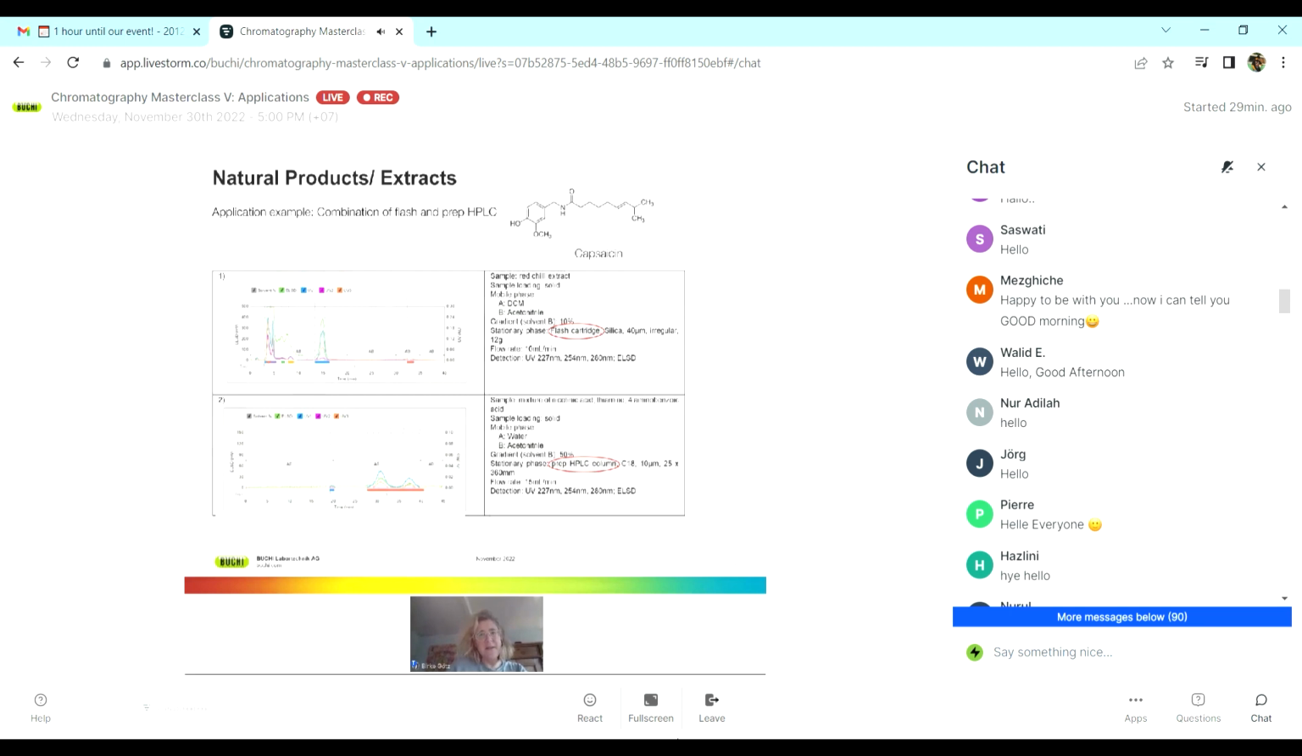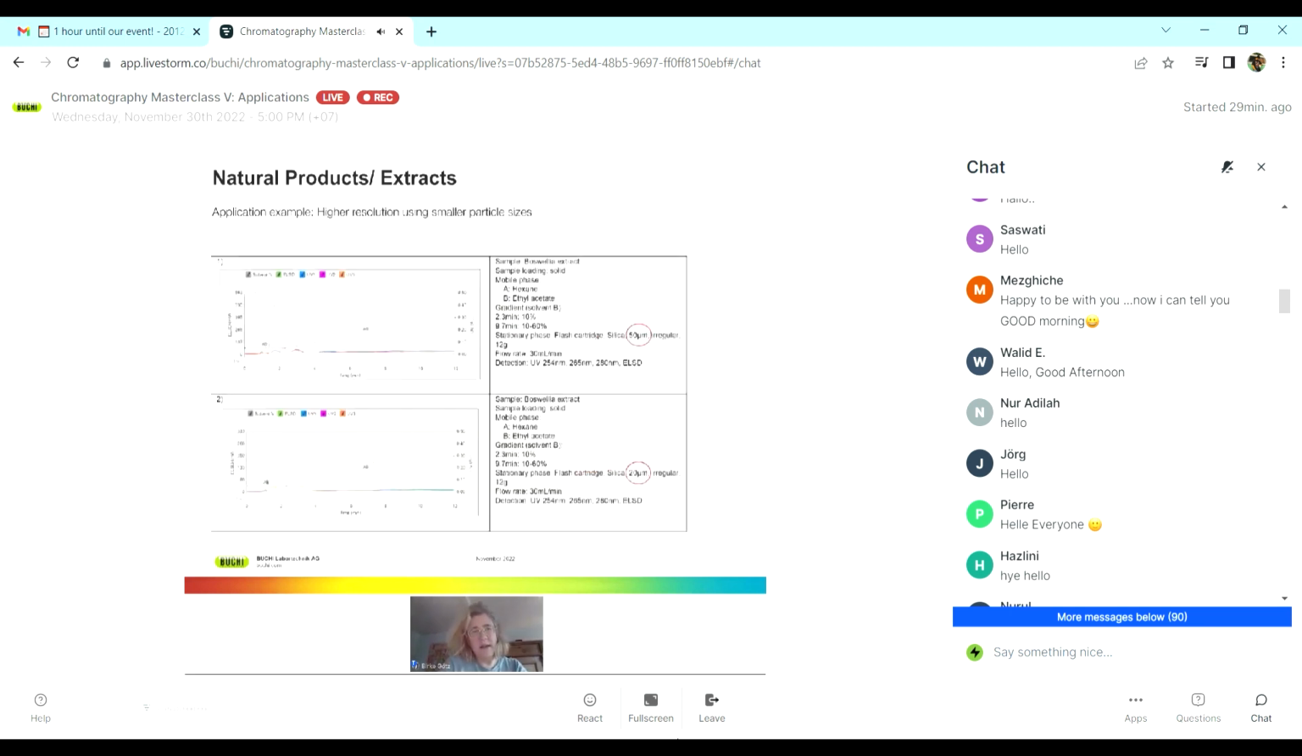Good, we have another example for natural products, and this is now on the higher resolution using smaller particle sizes. My colleague worked with a Boswellia extract. In both cases, the first one he used a 50 micrometer silica particle size, and in the second one a 20 micrometer. And if you just look at the chromatogram, you immediately see more peaks for the second run than for the first run.